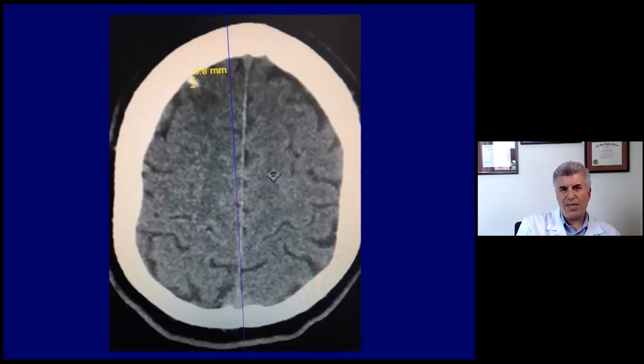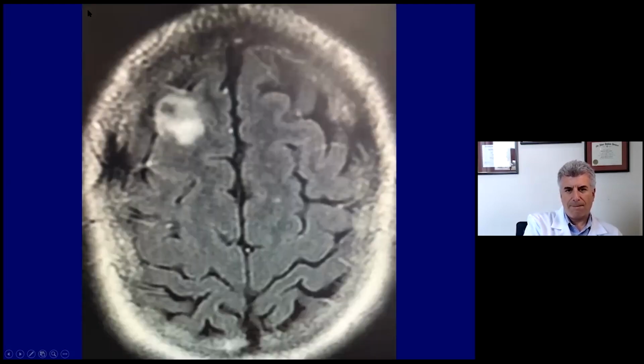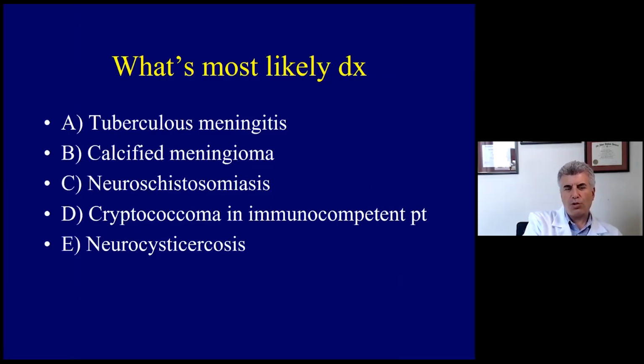And this is showing his CT, and you can see here a punctate area of calcification. And this is an MRI, and it actually shows calcification with edema surrounding it. What's the most likely diagnosis? Do we think this is tuberculous meningitis, a calcified meningioma, neuroschistosomiasis, a cryptococcoma in an immunocompetent patient, or neurocysticercosis? I'll give you a second to think about this.